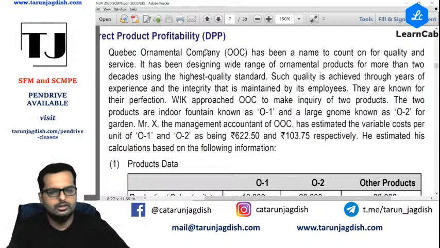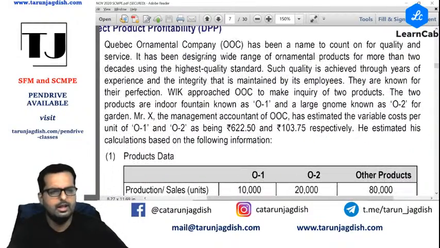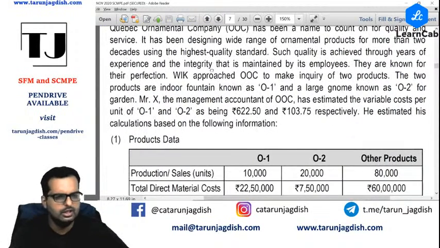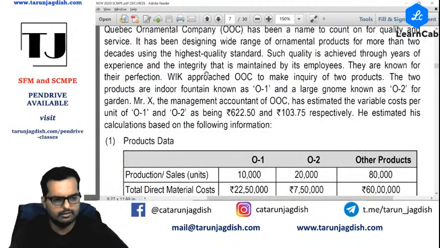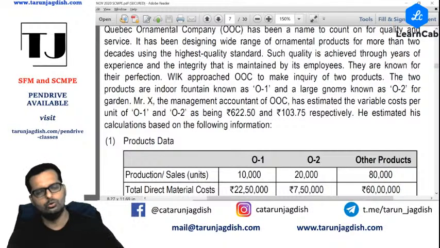Now this company's name is Ornamental, OOC in the bracket, named to count for quality and service. It's dealing in ornament products. Such quality is achieved through perfection. They make inquiry for 2 products. The 2 products are indoor fountain known as O1 and large gnome known as O2.